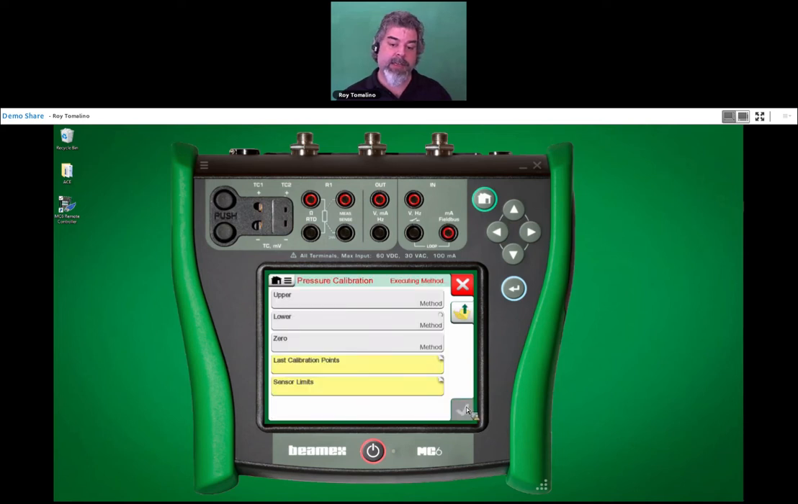Loop can be returned to automatic control. Now I'm waiting for these red letters to go away. This means that the transmitter is executing a method, and the microprocessor is active, and the transmitter won't even listen to me until that goes away. All right, so it's gone here. Now I could do an upper trim as well, but the fact that my offset was pretty flat all the way across tells me that it was a zero trim issue.